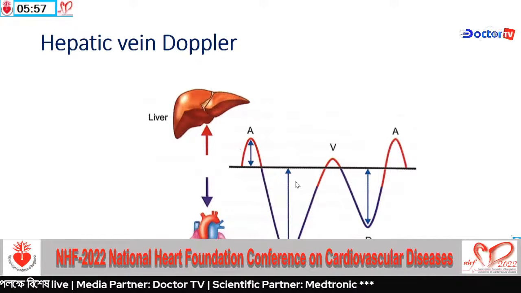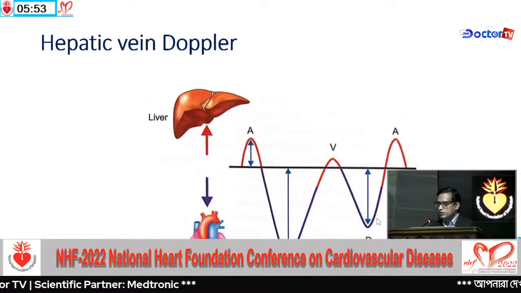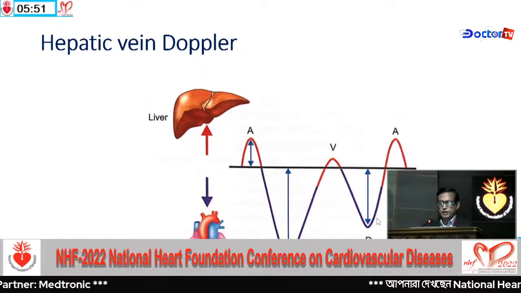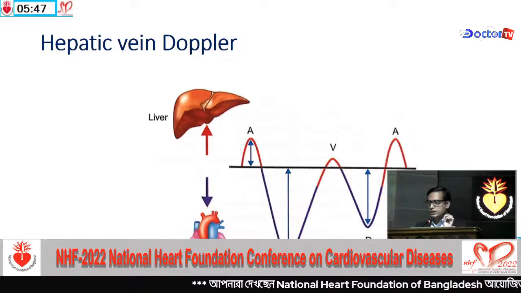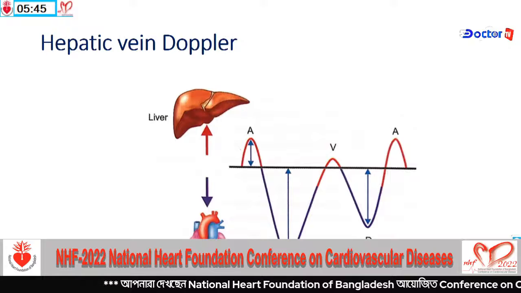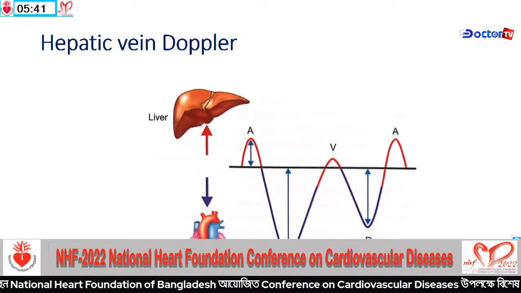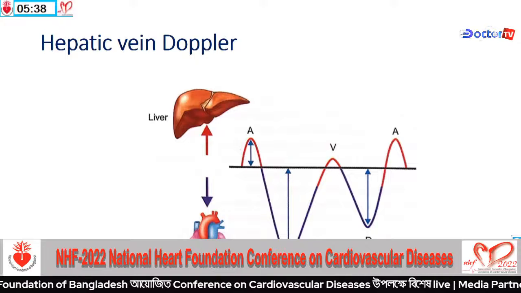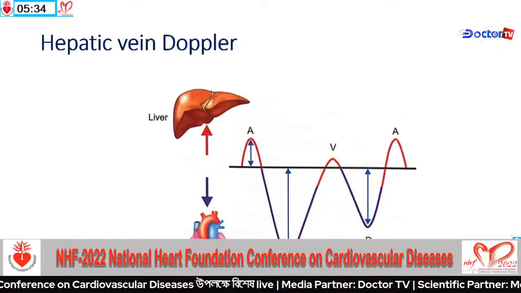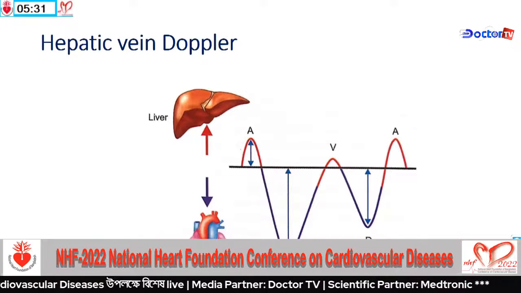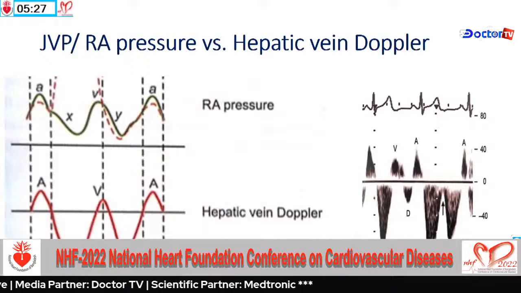There is an S wave, which corresponds with ventricular systole, D for ventricular diastole, and A, which is the atrial systole. So this S wave occurs during ventricular systole, which indicates the atrial reservoir function, D for ventricular diastole indicates the ventricular atrial conduit function, and A for atrial contraction. This is the contractility of the atrium. So this is how it looks in real life.